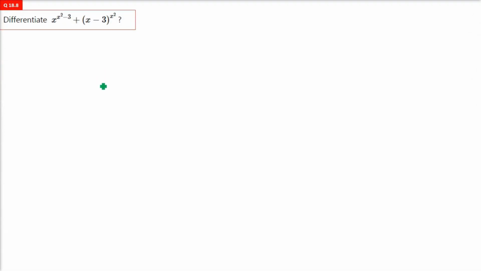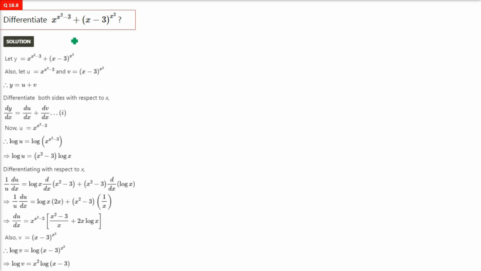Now x to the power x square minus 3 plus x minus 3 to the power x square. So the first term you can take as u, the second term you can take as v. This is u, this is v. And then we write y as u plus v. We will find du by dx and dv by dx, and whatever the results, we are going to add them up. So let us start with the first term.